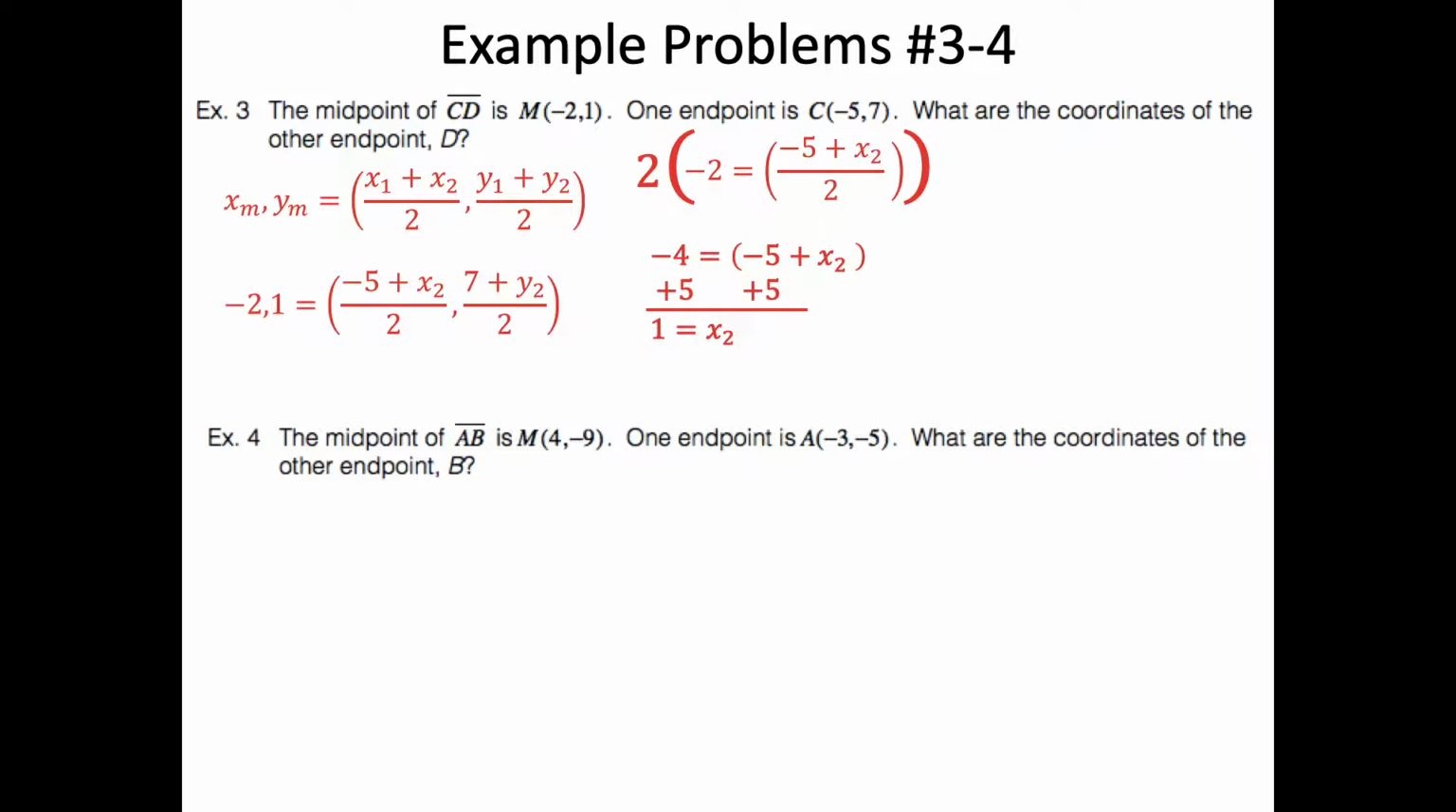Just add 5 to both sides, and I've got x2 is the point 1. Now I've got to do the same thing for y. I know what my x-coordinate is; I've got to know what my y-coordinate is. So I'm going to do the same thing here.